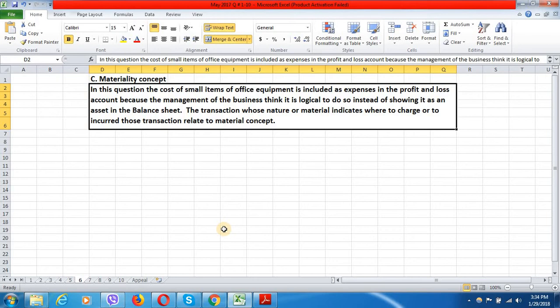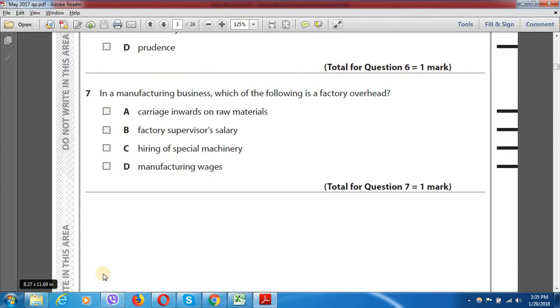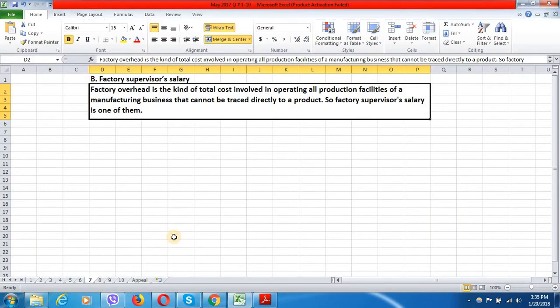Clear? Next, number 7. In a manufacturing business, which of the following is a factory overhead? Option A. Carriage inwards on raw materials. B. Factory supervisor's salary. C. Hiring of special machinery. D. Manufacturing wages. The answer of this question is B.